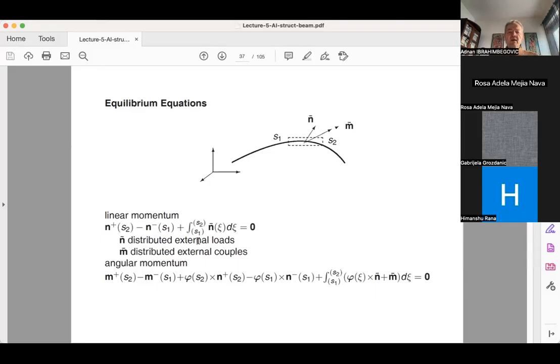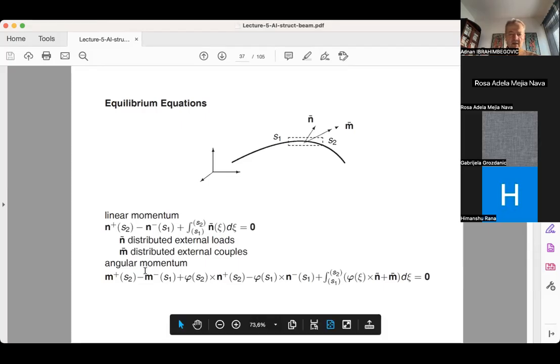Then I can also build the angular momentum, taking moments with respect to, let's say, the origin of this coordinate system. I can have the moments at S2 and the moments at the end S1. And I can take the integration of phi cross n bar, the contribution of the external load. And I also have to take into account the contribution of n plus and n minus, the internal forces that are liberated by cutting at the sections S1 and S2.